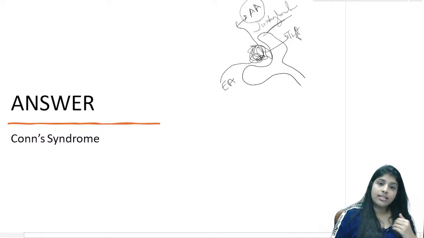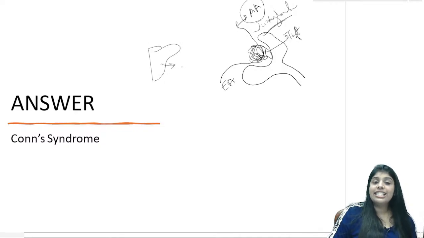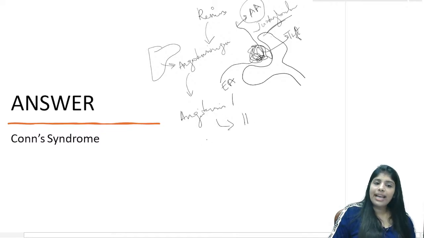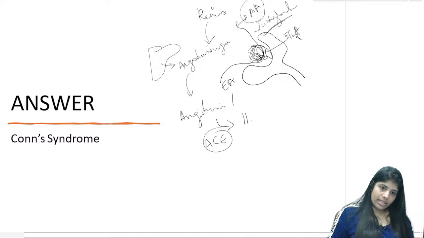So what does this renin do? Our liver secretes angiotensinogen. And this renin is going to come to this angiotensinogen, and this angiotensinogen is converted to angiotensin 1. Okay, and this angiotensin 1 is converted to angiotensin 2 by angiotensin converting enzyme, ACE. Fine. And this angiotensin 2 leads to secretion of aldosterone.